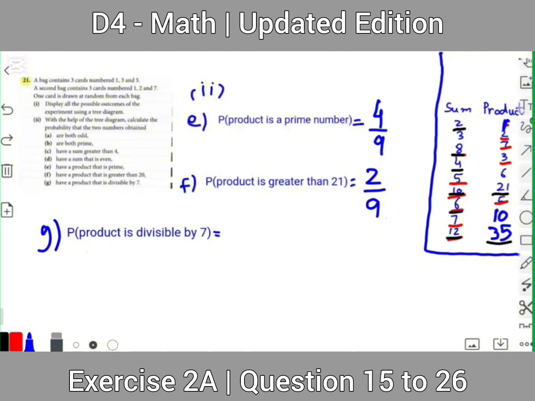So in the product list, we have to mark the numbers with green that are divisible by 7. So here we have 7, 21, and 35. So the number of favorable outcomes is 3, and the total number of outcomes is 9. So it will be simplified to 1/3. So the probability that the product is divisible by 7 is equal to 1/3.